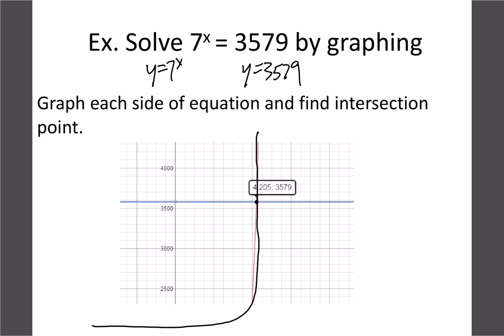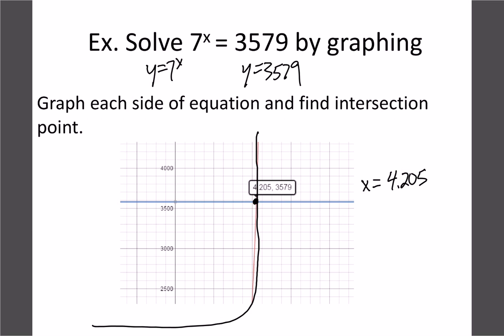So on your calculator, you might have to adjust your window settings or whatever, but graph both equations, so you can see where they cross, and then we'd find that intersection point. So you can see in this case, our x equals 4.205. So if we went back to the original question and put 4.205 in for x, that would equal 3579.